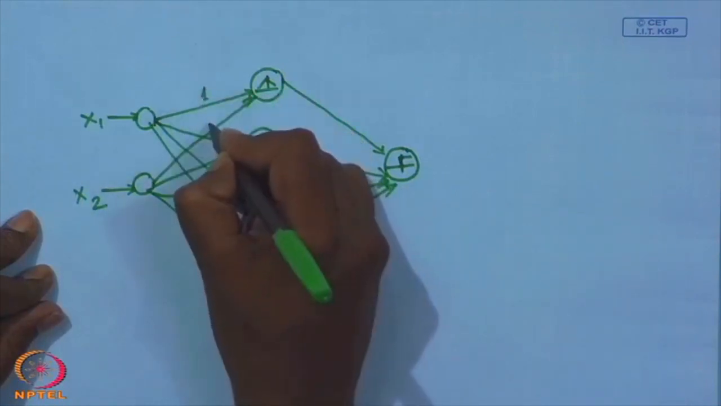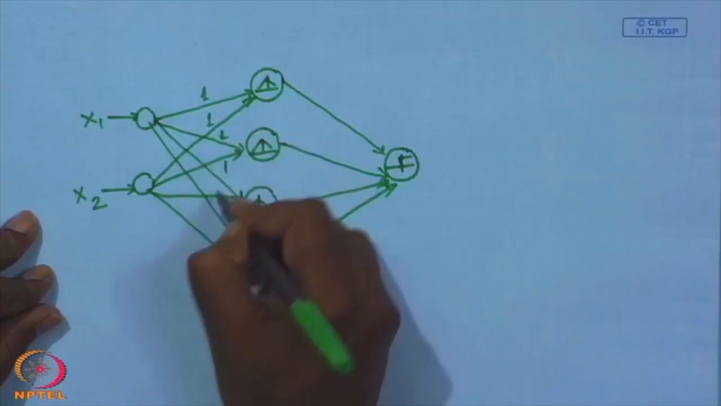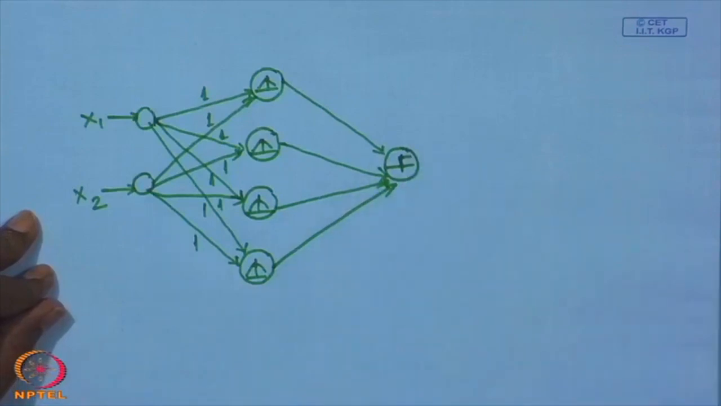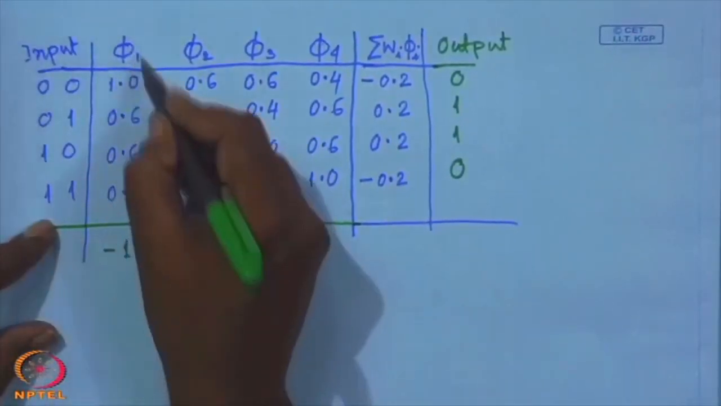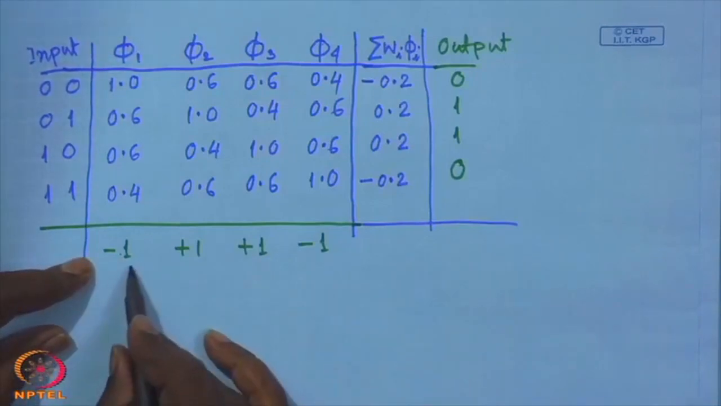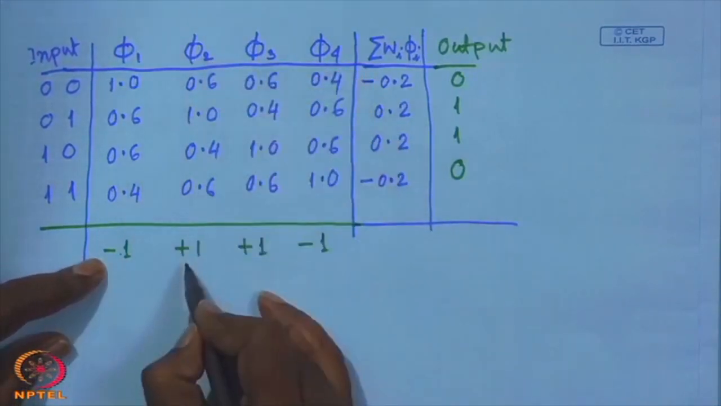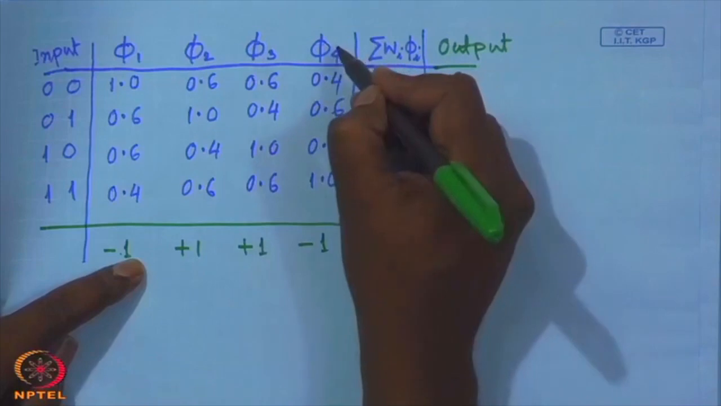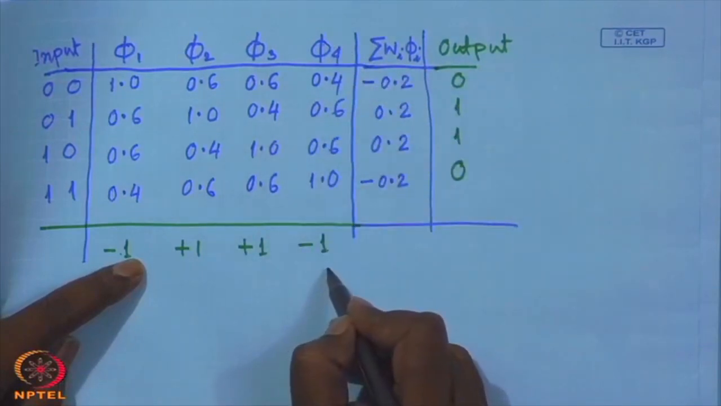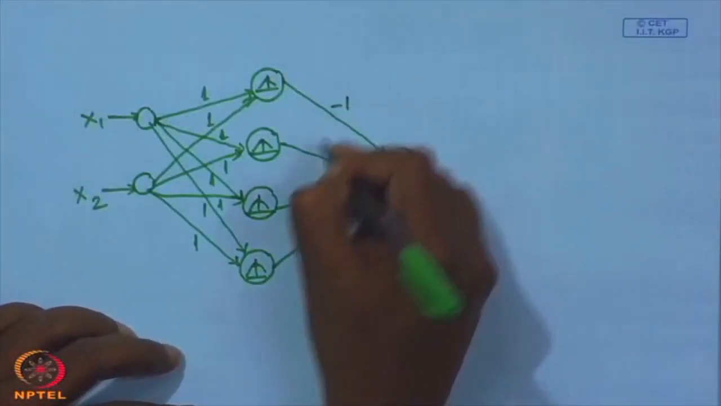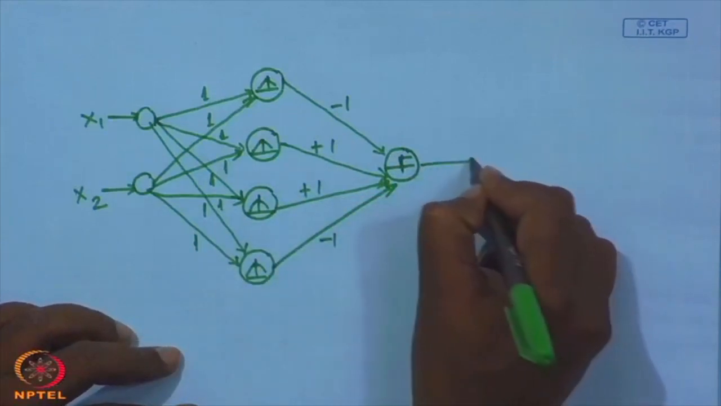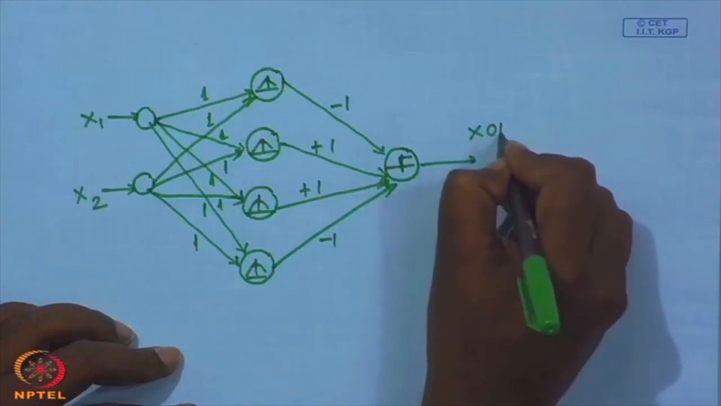Each of these connections has a connection weight equal to 1, and over here these connections are, as you can see, phi 1 to output layer node has a connection weight of -1, phi 2 to output layer node has a connection weight of +1, phi 3 to output layer node again has a connection weight of +1, phi 4 to output layer node has connection weight of -1. So, here the connection weights are -1, +1, +1, -1, and this output actually gives me the XOR function.